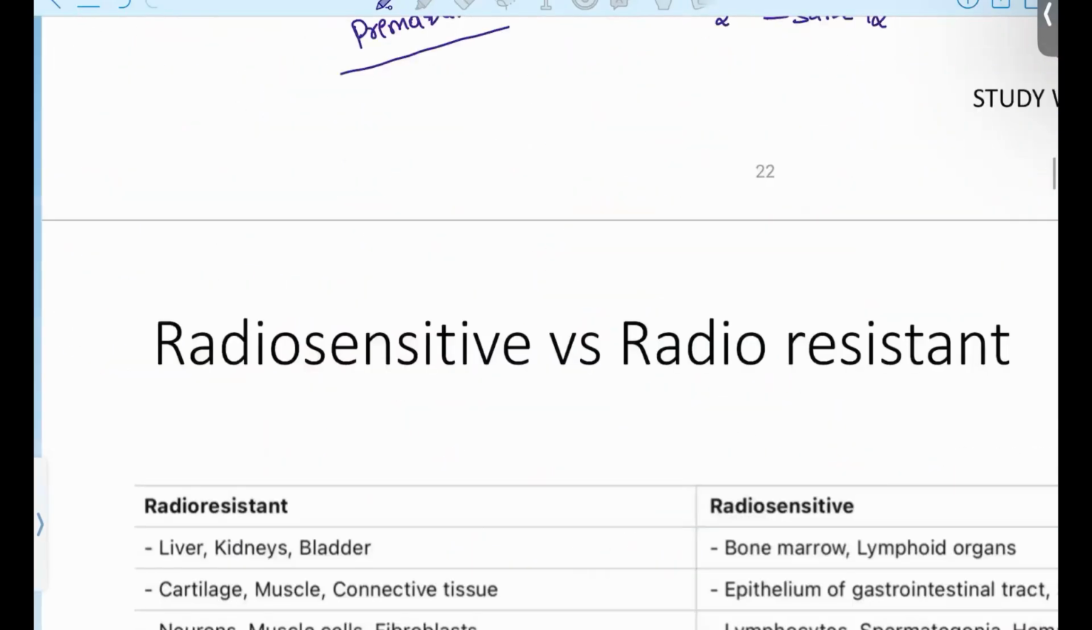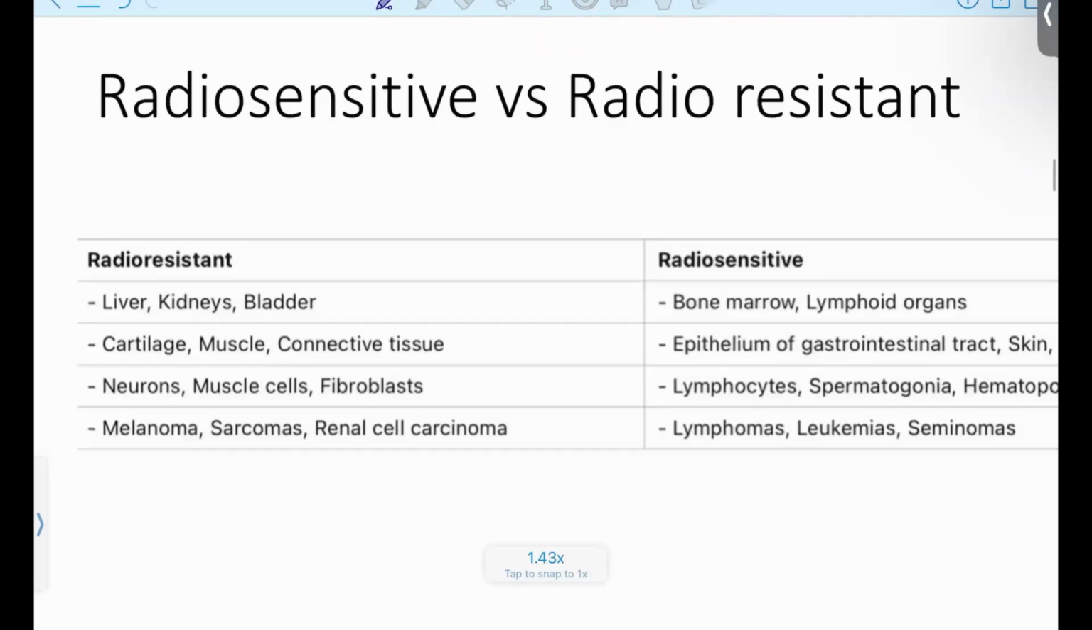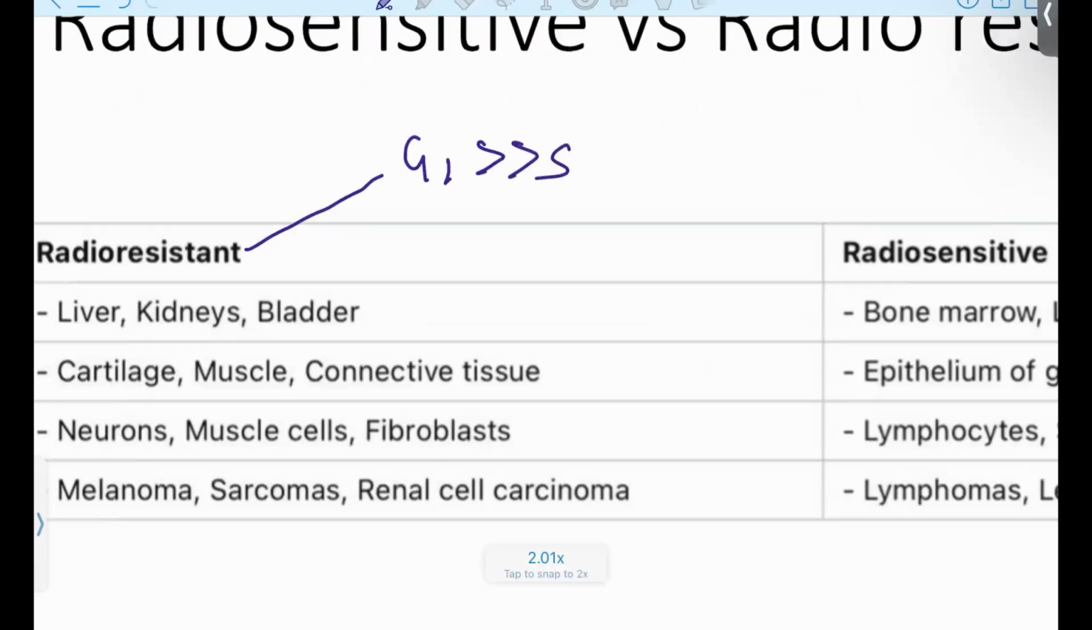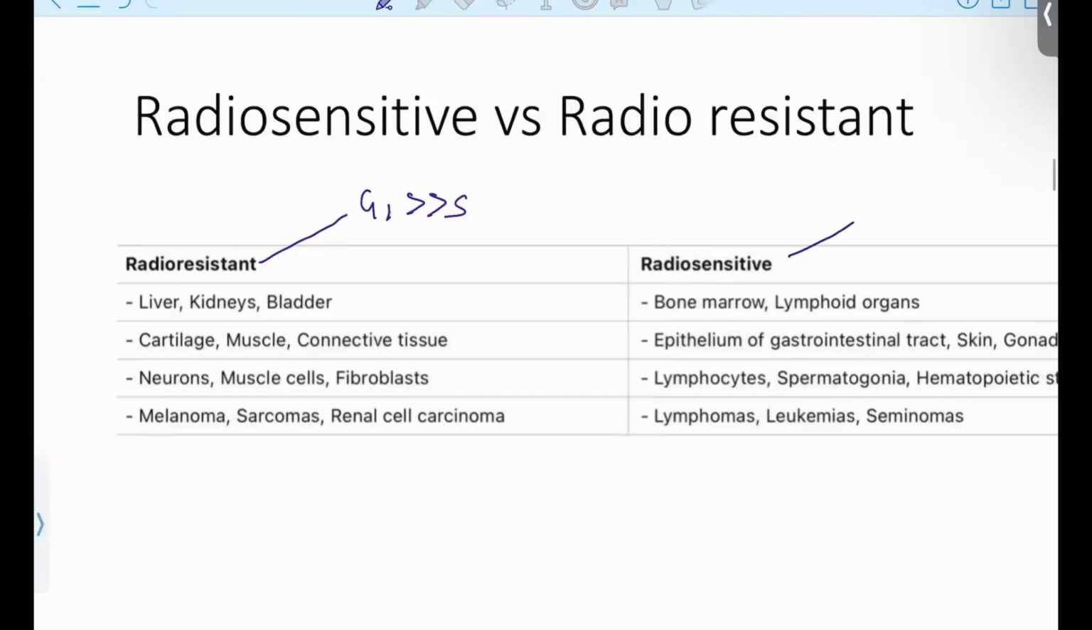Next one, radio resistant versus radio sensitive. So which phase in the cycle is mostly radio resistant? That is your G1; G1 is more radio resistant. And radio sensitive is mostly your G2 and M. Okay, this is one question. And what are the organs? The radio resistant organs are bladder and also connective tissue.